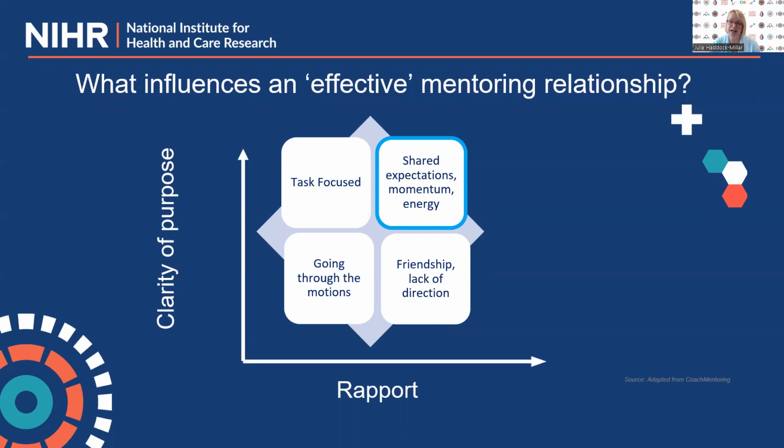Now, if we're working in any one of the other 3 quadrants, so top left or the bottom 2, typically the relationship is less effective. It might be task focused. It might feel that we're just going through the motions. Sometimes it can feel that we've developed a fantastic professional friendship. We enjoy spending time together, but there's a real lack of direction or momentum in the relationship in terms of the learning and development that's taking place.